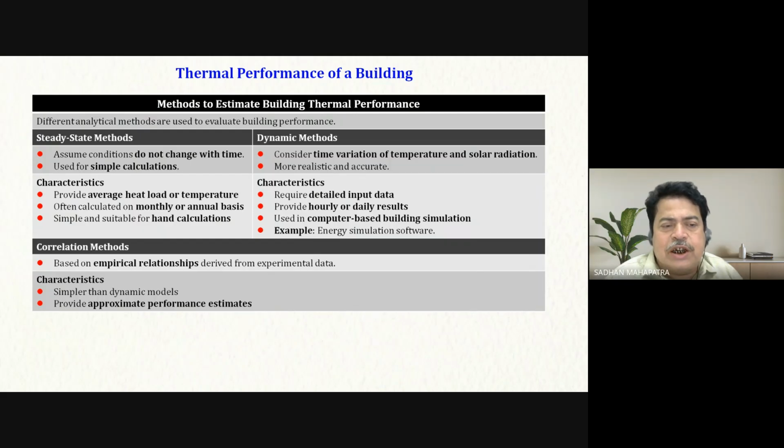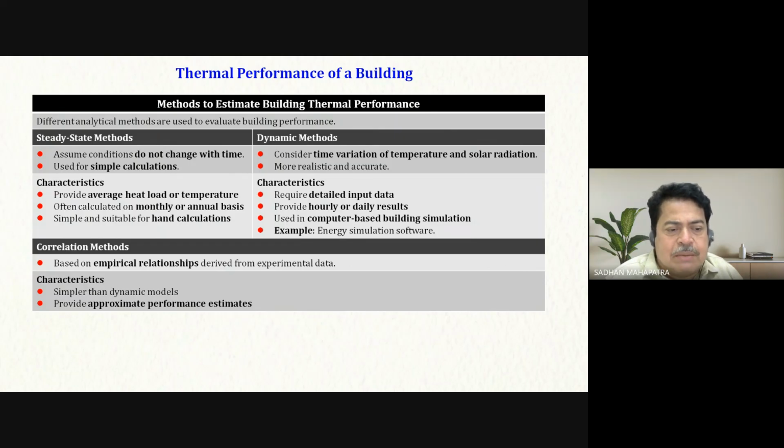When we look at the steady state method, basically we look at the average solar radiation and the average temperature. So dynamic methods are more realistic and accurate. However, they require detailed input data. They provide hourly or daily results, and we need computer-based building simulation. There are lots of energy simulation software packages available with which we can do the analysis of the building.